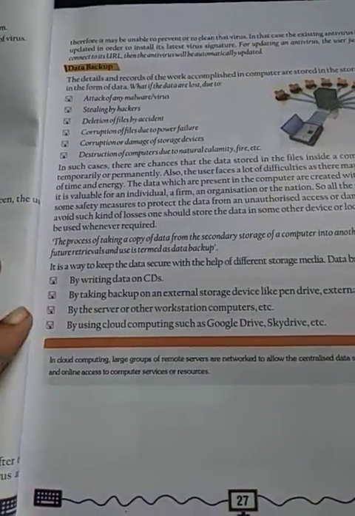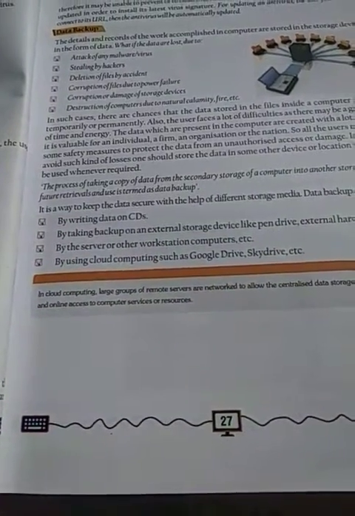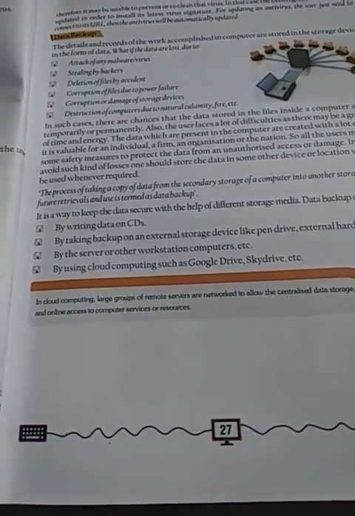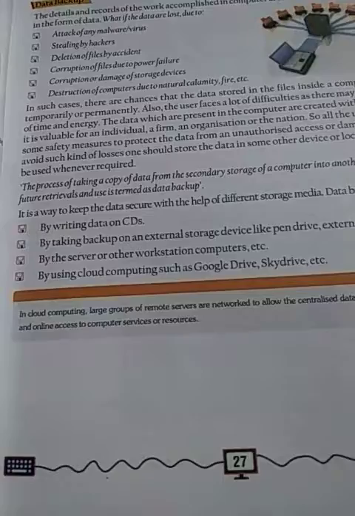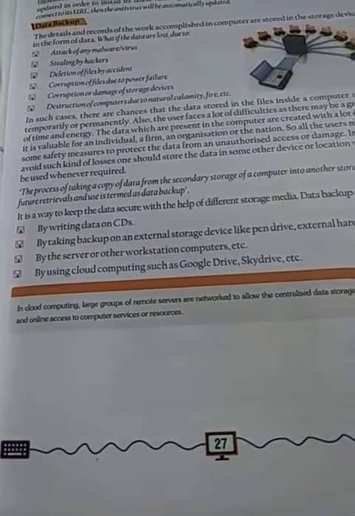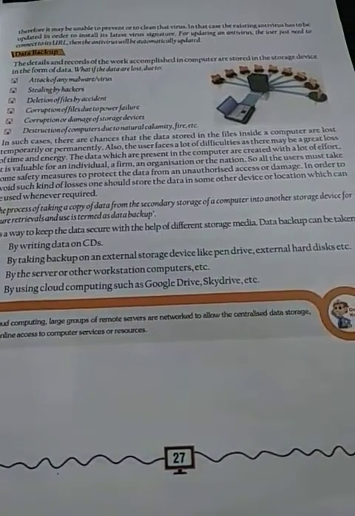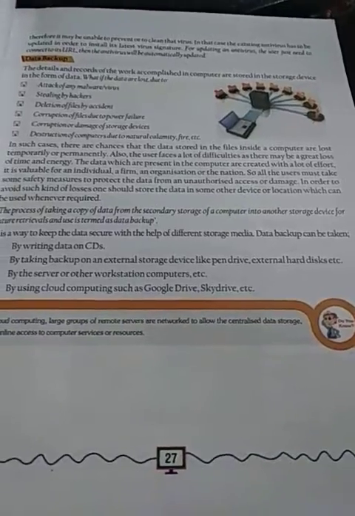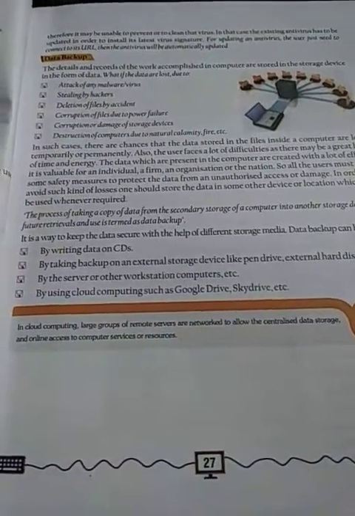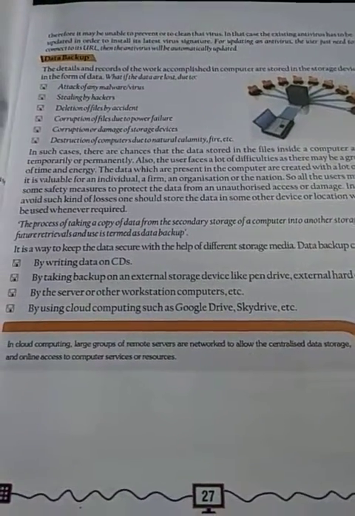Okay, now how do we do it then? How can we keep our backup? It can be done by writing the data on CD or by taking the backup in some external storage device like pen drive or any other hard disk. So what basically we are doing is keeping a copy of the actual data in some other place.